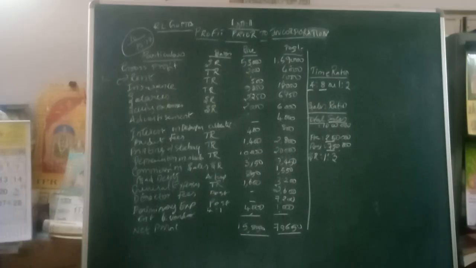Already I told you, bad debt, it is actual. In this problem, the amount of bad debt incurred per month is given. Accordingly, we have to take that. Normally, generally speaking, bad debt is taken based on sales ratio. But if any amount is specified for the bad debt, we should take that actual amount. Director fees, it is only for post.